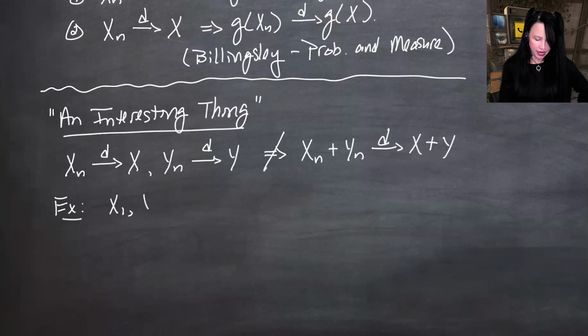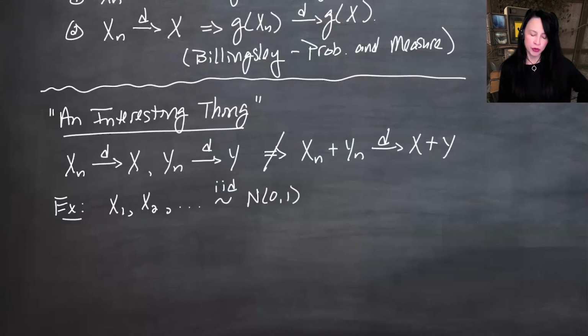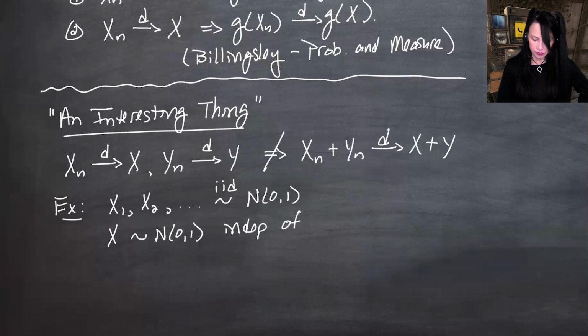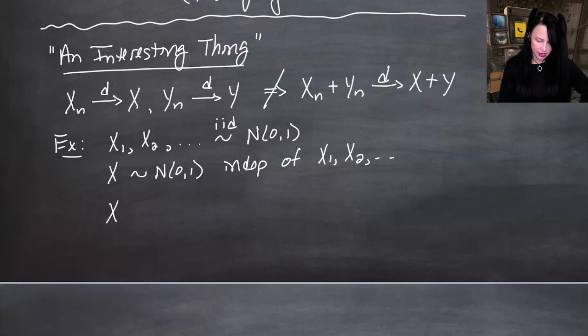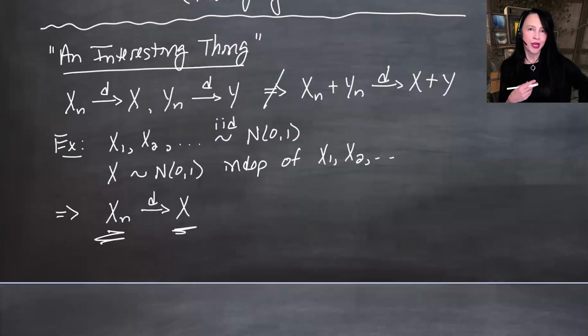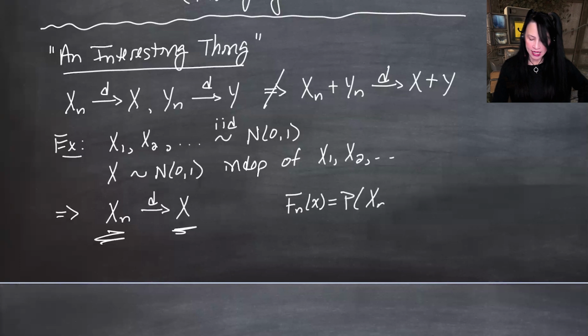Suppose we have X1, X2, etc., IID, independent and identically distributed, normal 0, 1 random variables. And suppose I have X, also normal 0, 1, independent of the sequence. So we have, kind of trivially, that Xn converges in distribution to X, because that means that the CDFs for these, as n goes to infinity, approach the CDF for this. But nothing's moving here. The CDF for Xn is the probability that Xn is less than or equal to x. And this does not depend on n, because it's not like I have a normal 0, 1 over n distribution or something. They all have the exact same distribution. So they all have the exact same CDF.